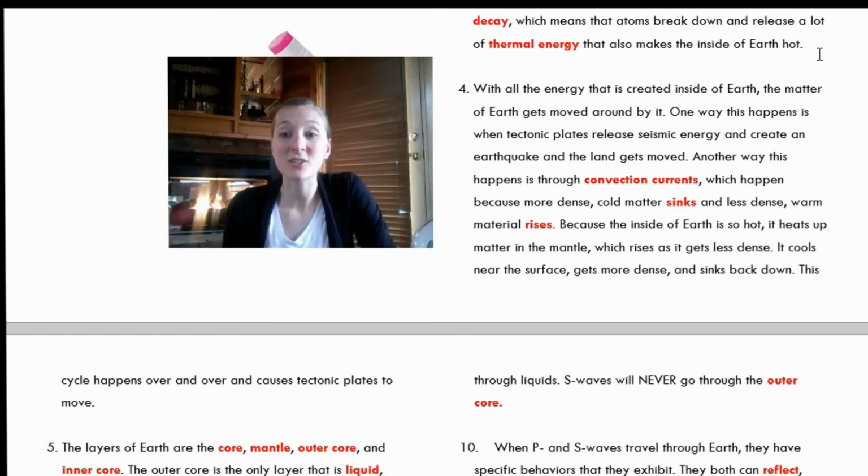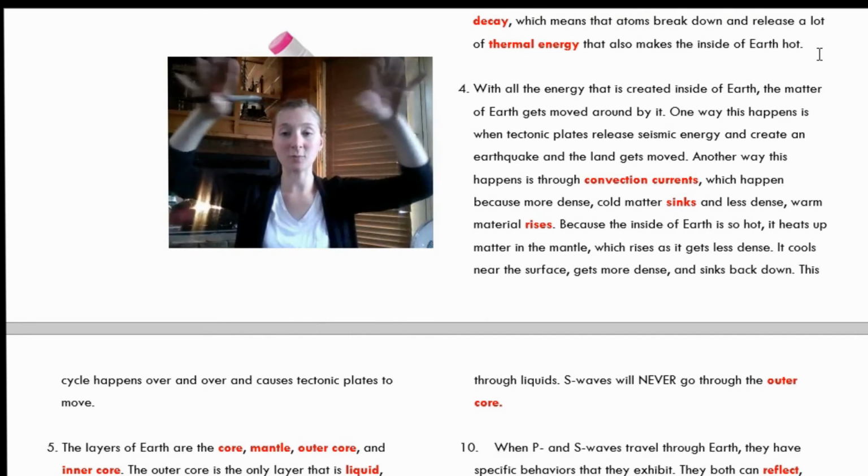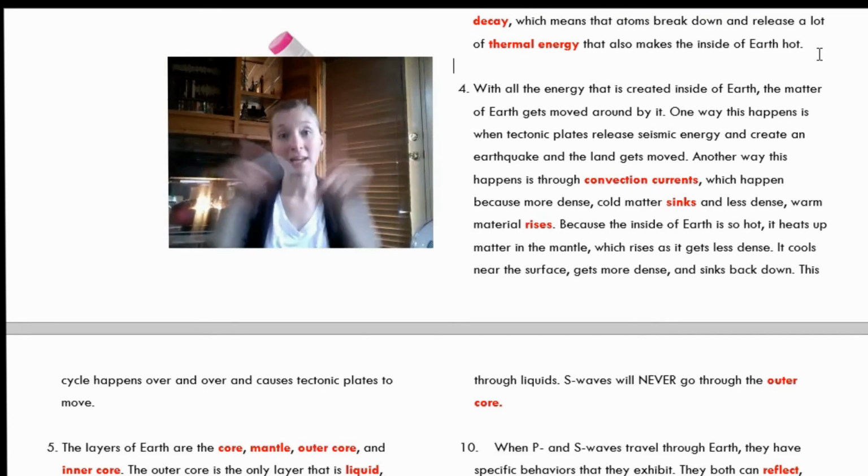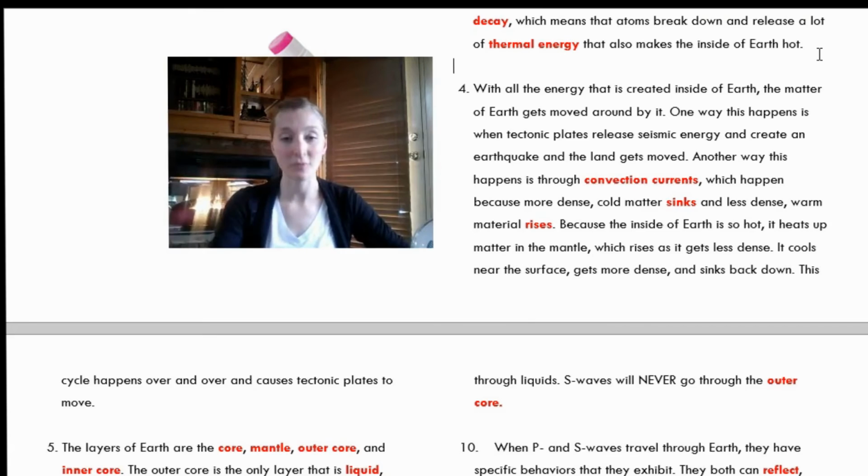Because the inside of Earth is so hot, it heats up matter in the mantle, which rises as it gets less dense, and it cools near the surface, gets more dense, and sinks back down. And this cycle can happen over and over and over again, and it causes tectonic plates to move.